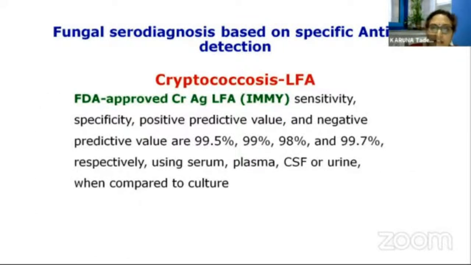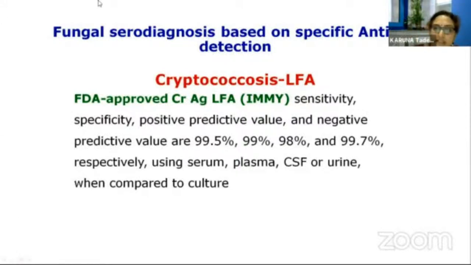Now, for cryptococcal lateral flow assay, there is only one which is FDA approved. The FDA approved cryptococcal antigen lateral flow assay is IMI, and its sensitivity, specificity, positive predictive value and negative predictive value are good when compared to culture. We can use it for serum, plasma, CSF and urine; all can be tested.